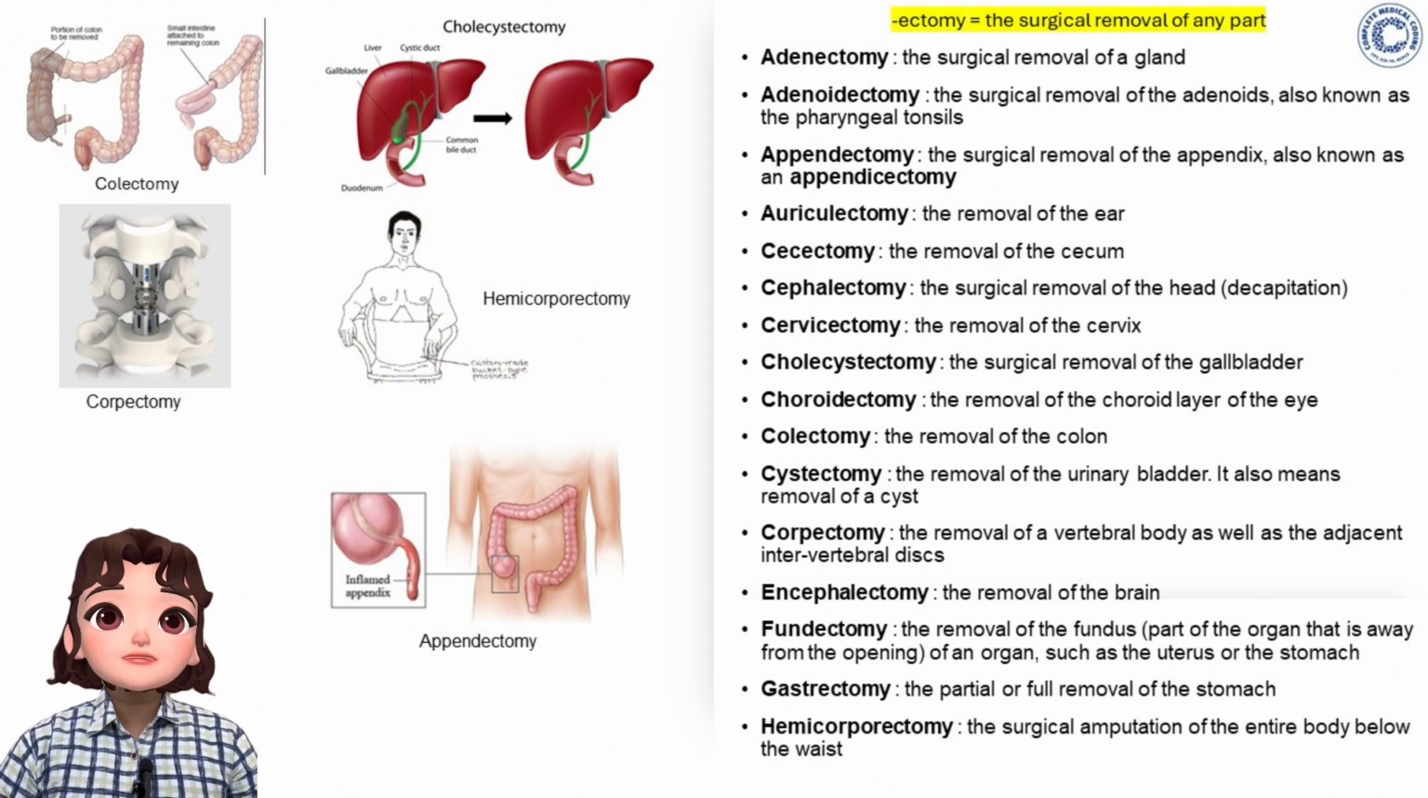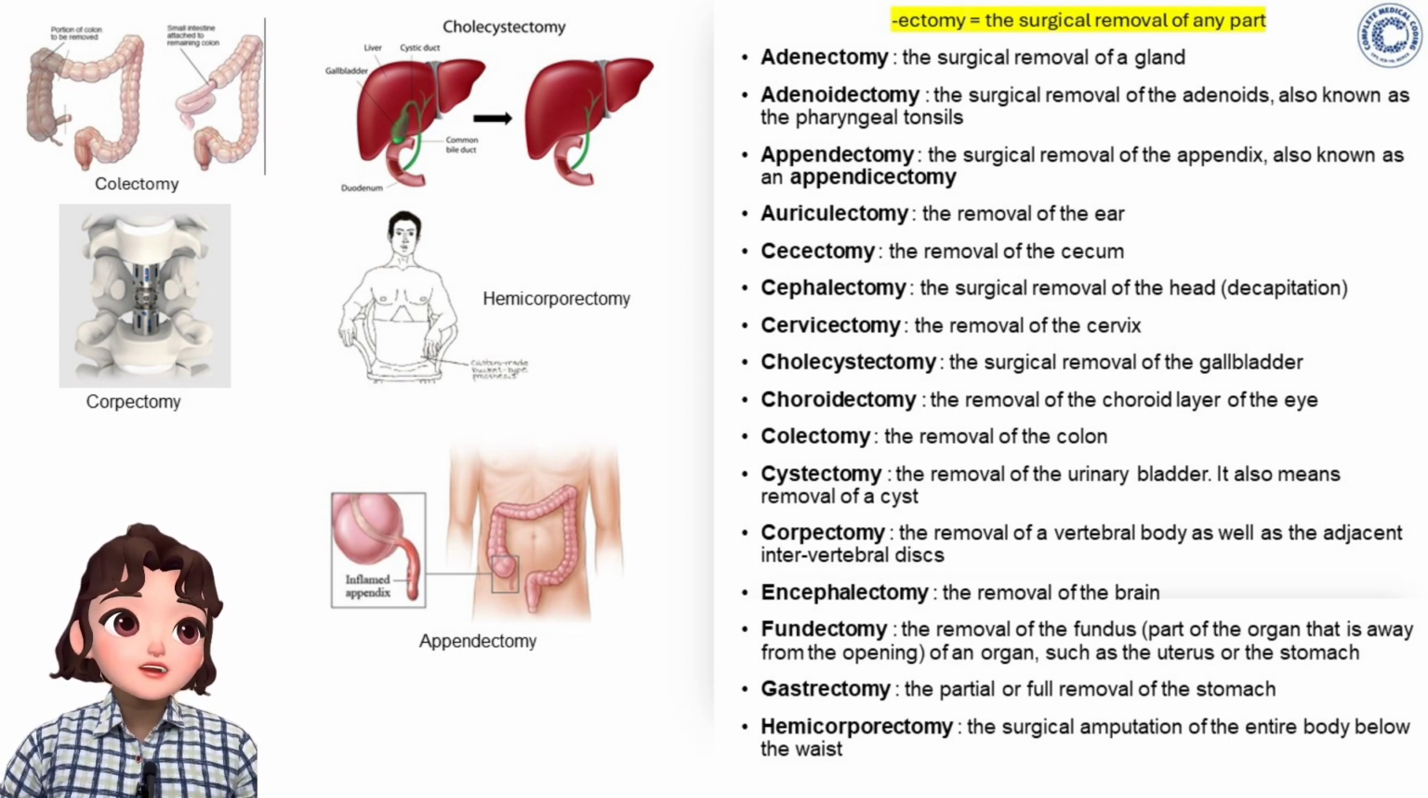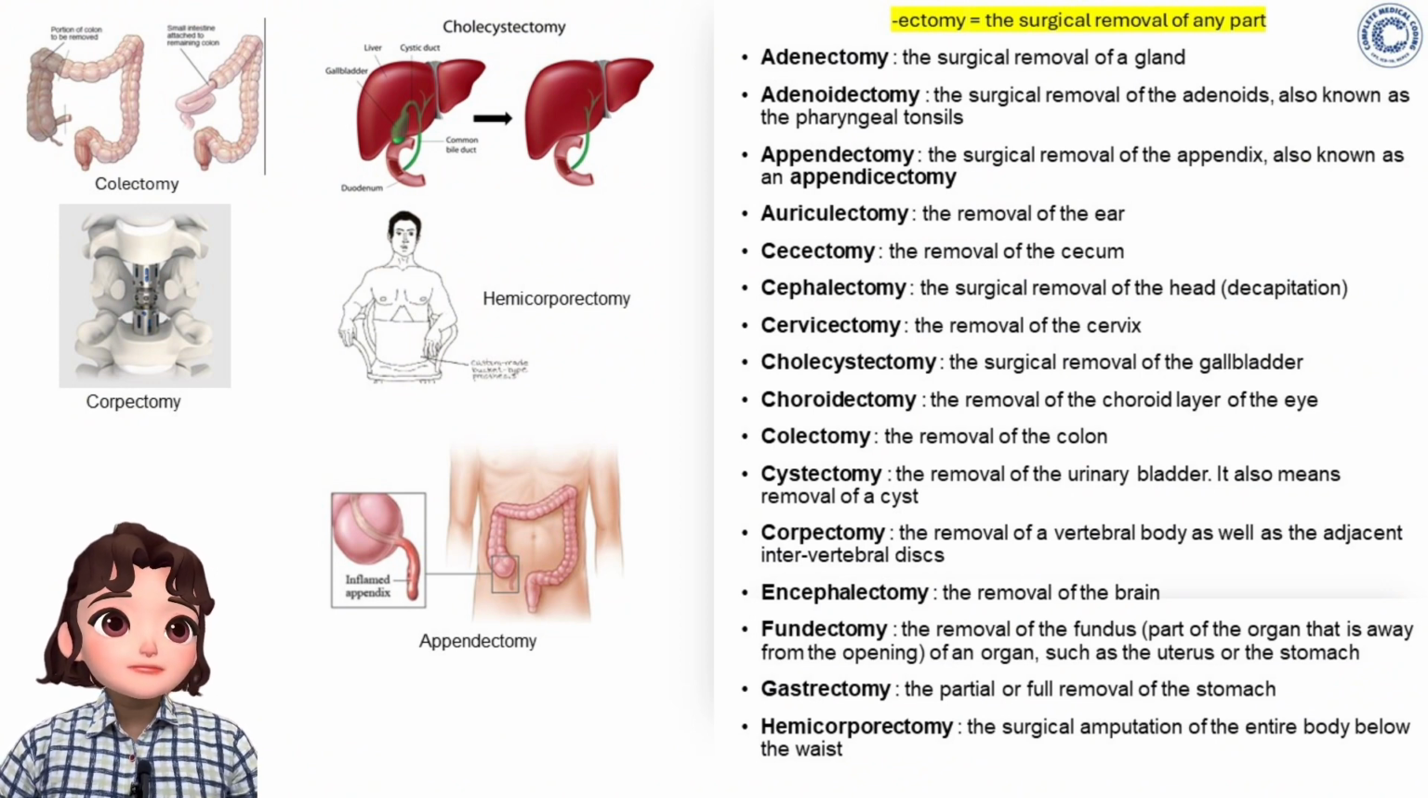Hemicorporectomy, surgical amputation of the entire body below the waist. I have attached a few pictures also for your understanding. From that you will get all those terms easily. Colectomy, removal of the colon, you will get it from the picture. See, partial removal of the colon is there. Cholecystectomy, how the gallbladder is being removed.